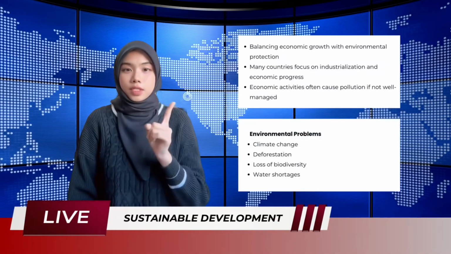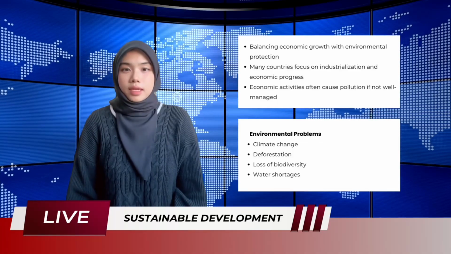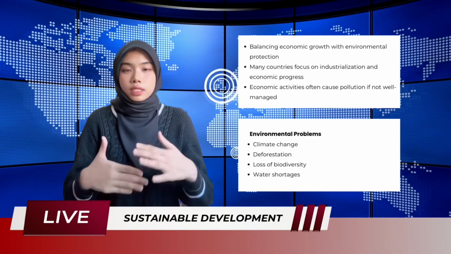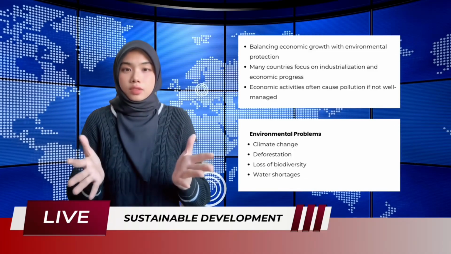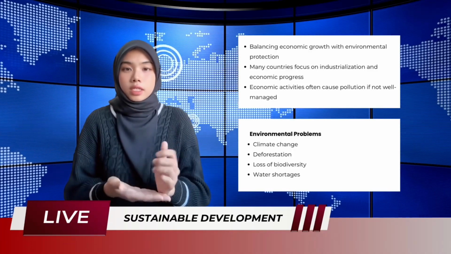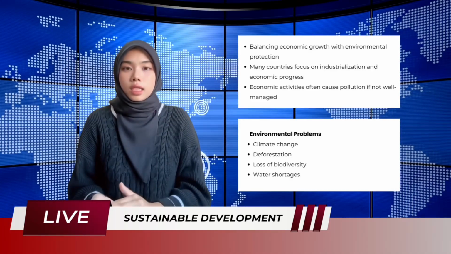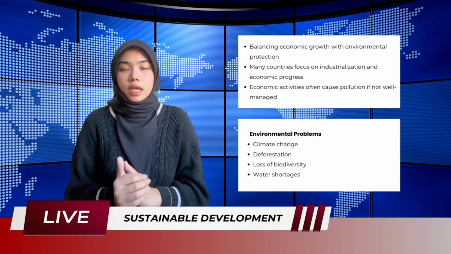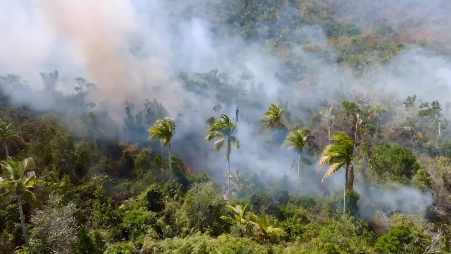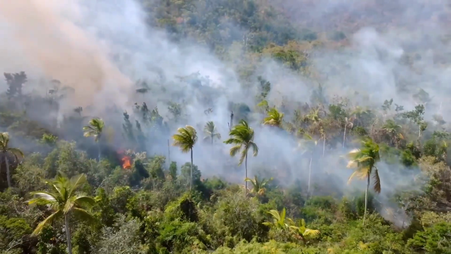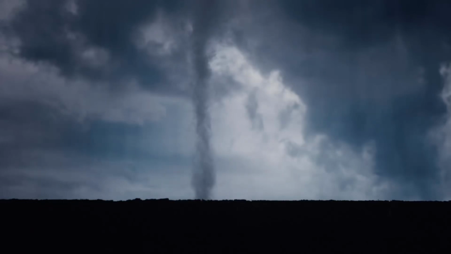Let's move to the first issue, which is sustainable development. Sustainable development is the idea of balancing economic growth with the protection of the environment. Many countries rely on industrialization and economic progress. While this improves economies, it often uses large amounts of natural resources and creates pollution. As a result, problems like climate change, deforestation, water shortage, and loss of biodiversity are increasing. These issues threaten both nature and human life.